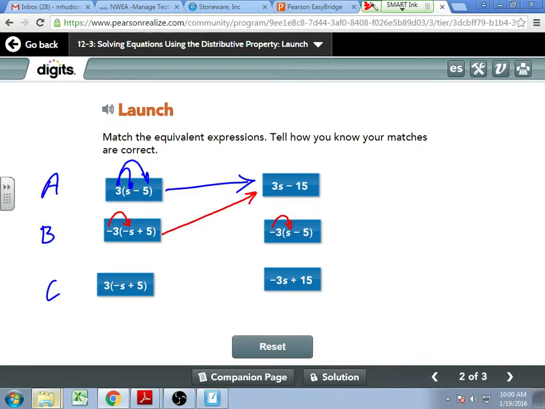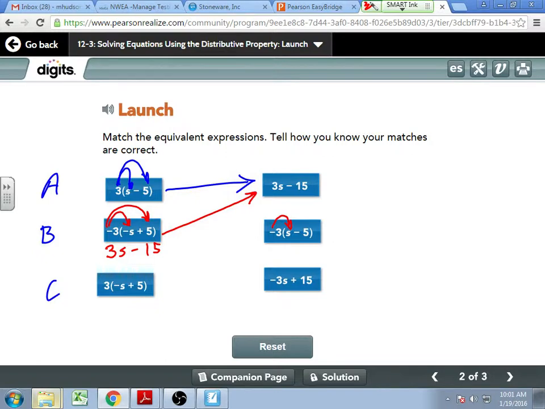It matches A also. Yeah. Because negative 3 times negative s would be a positive 3s. Negative 3 times 5 would be a negative 15. B also matches A. I bet the last one's the top one. Never said you couldn't.